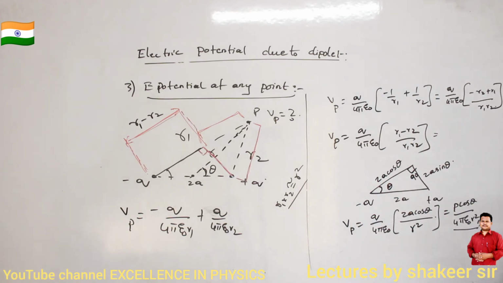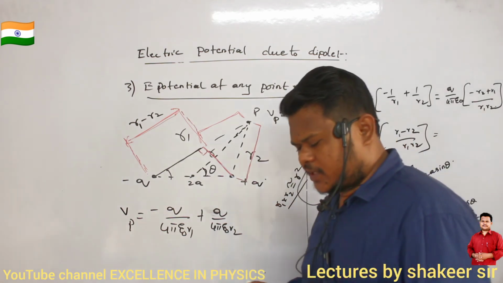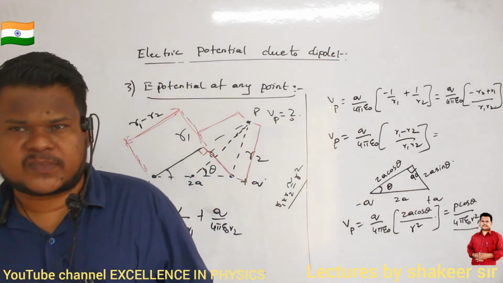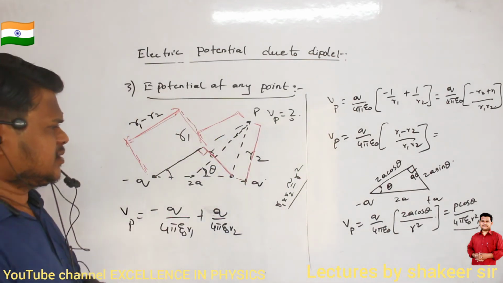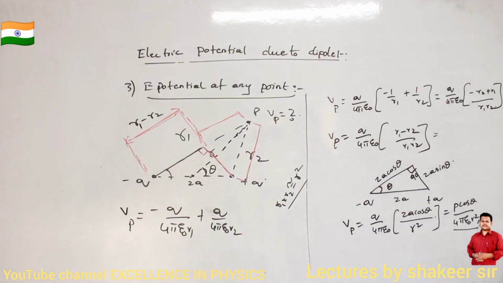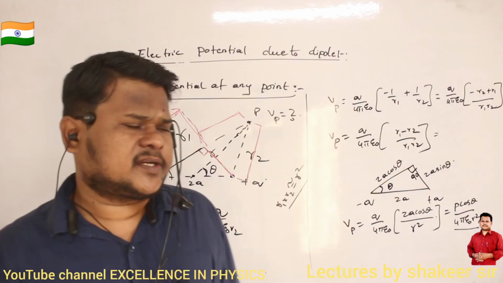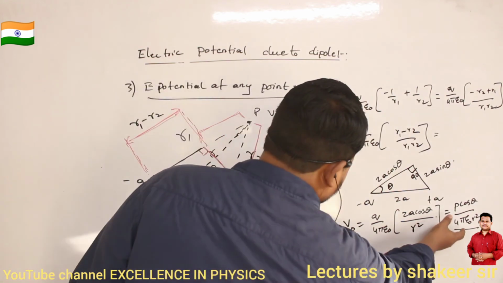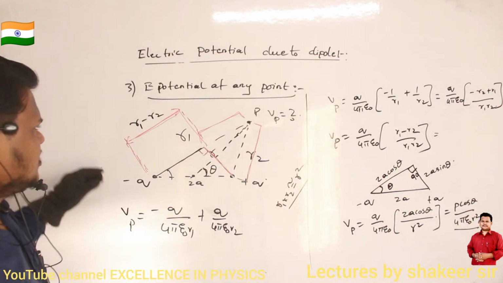So P cos theta divided by 4 pi epsilon naught into r square. So you can substitute any value of theta here, then you will get the electric potential accordingly. Have you understood? Come on, make a note of this one. If you can remember this relation, that is also enough. So let us see how it is.